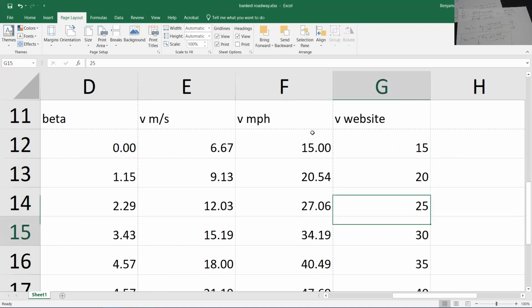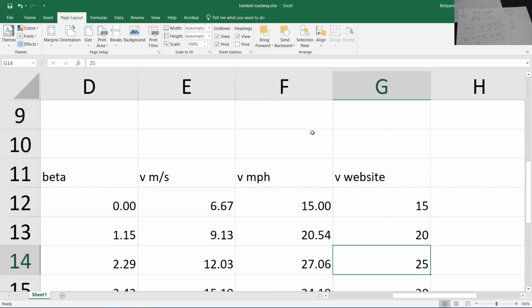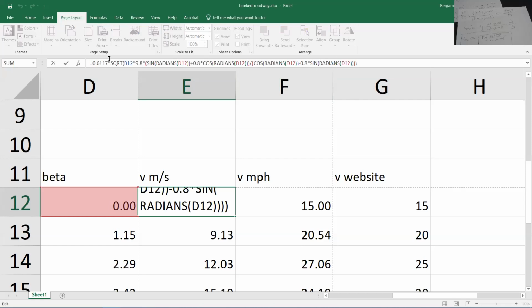It starts to diverge a little bit here, so it's getting worse and worse. But if you look carefully, you will see that in front of the formula that we just derived, I've got this extra number, 0.6117.